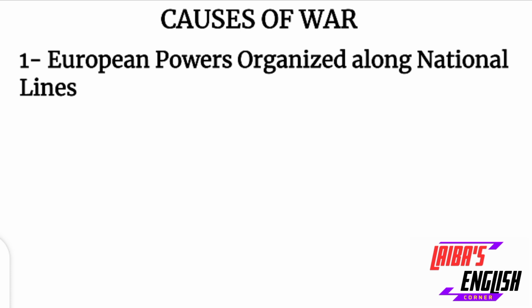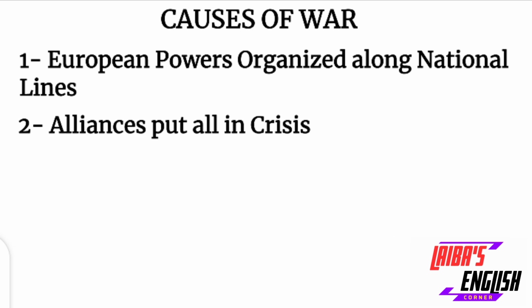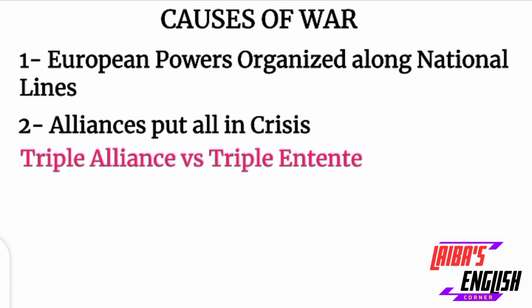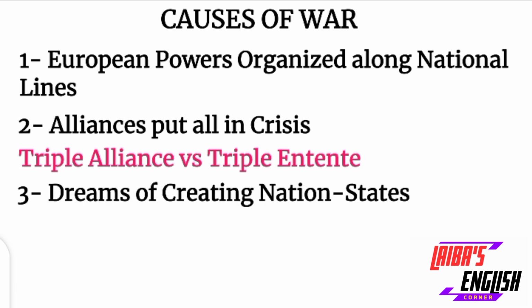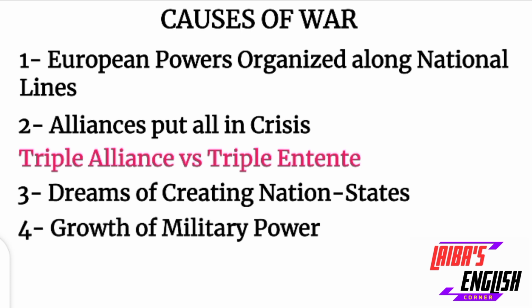Now we will see the causes of war. Number one, European powers organized along national lines. In the first half of the 19th century, liberals believed that if European states were organized along national lines, there would be fewer chances of war and there would be a peaceful Europe, but they were wrong. Number two, alliances put all in crisis. There were two groups, the Triple Alliance versus the Triple Entente. I will discuss further which countries were included in which group.